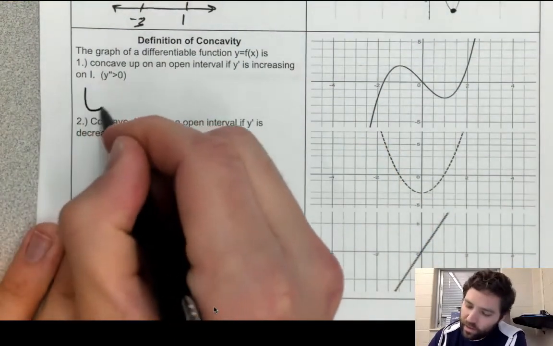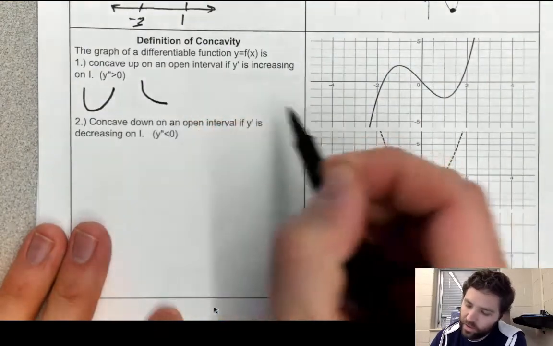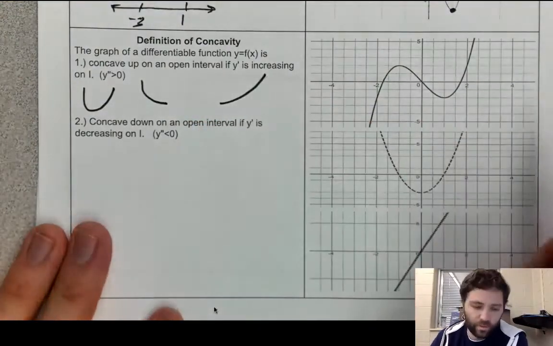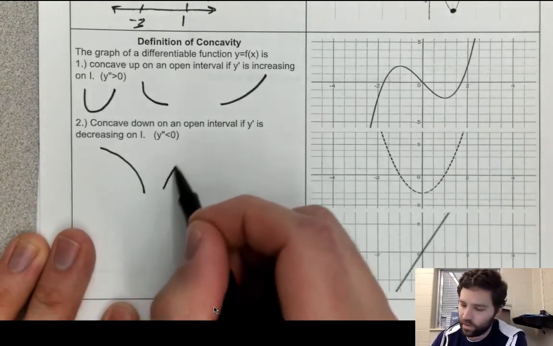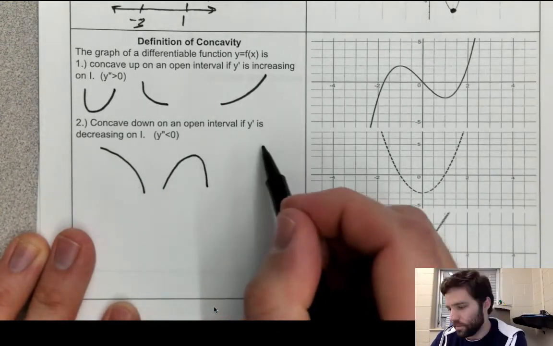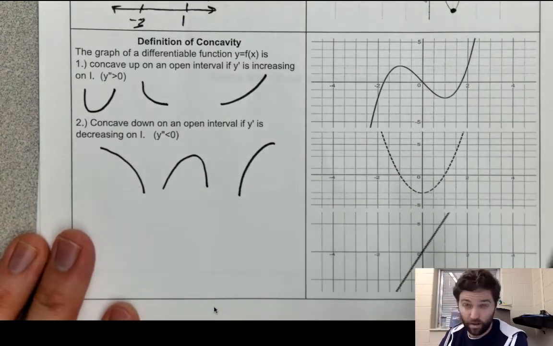Okay. So what does concave up look like? Well, it can look like this. These are just chunks of curves, right? It can look like this, and it can look like this. Okay. It's concave up, concave down. Looks like this. It could look like this. It could look like this. Okay. Those are instances of concave down.